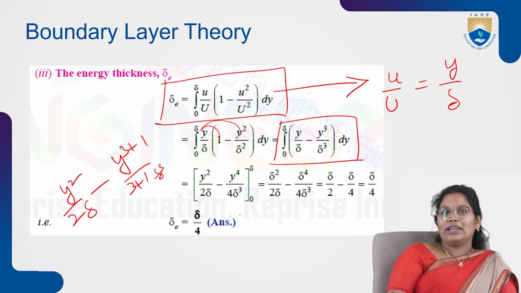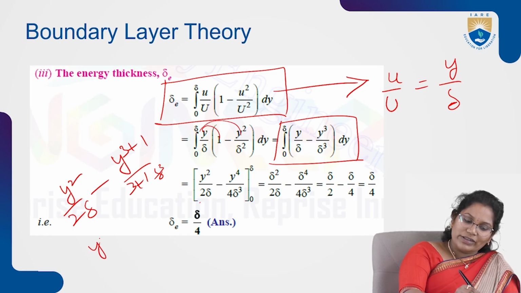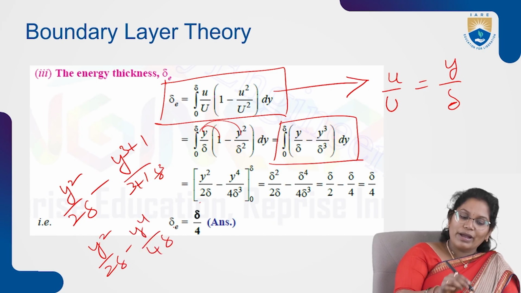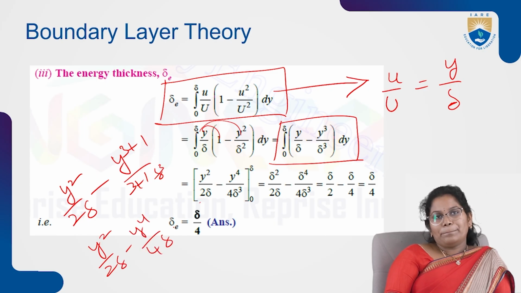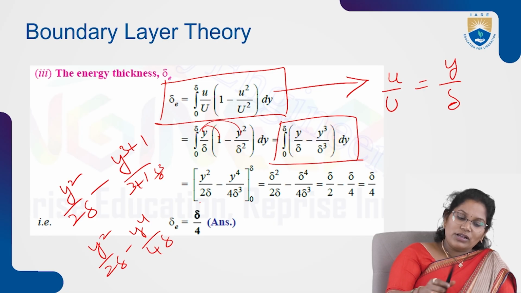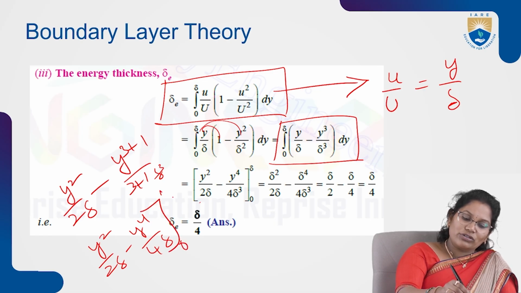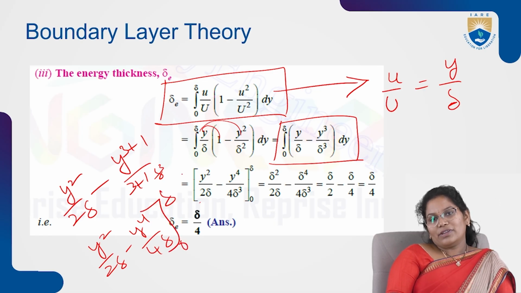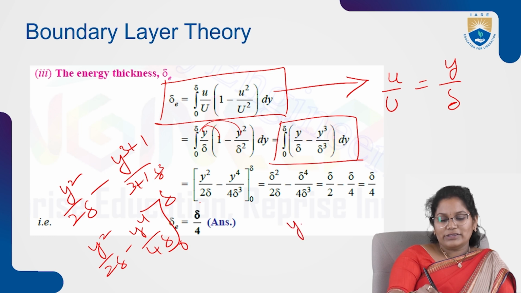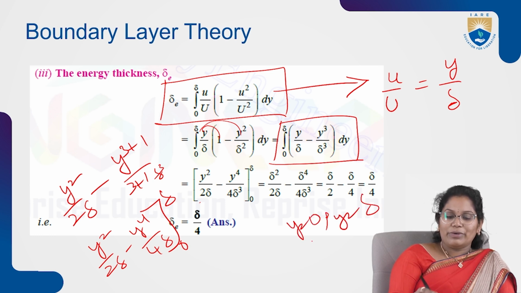Limits are 0 to delta. This is the equation you will get: y square by 2 delta minus y to the power of 4 by 4 delta cube. Right? This is what you got. You have to substitute the limits 0 to delta. You have to take y is 0 and y is equal to delta, both the upper and lower limits.